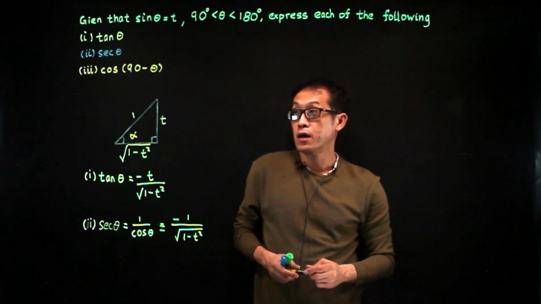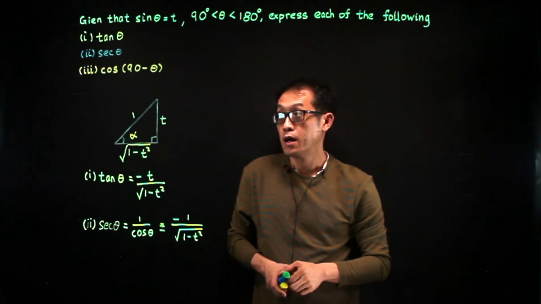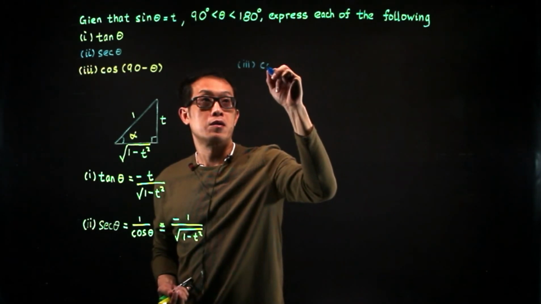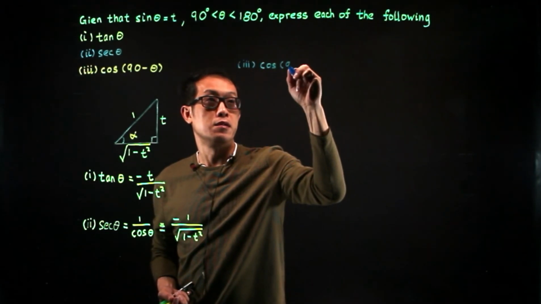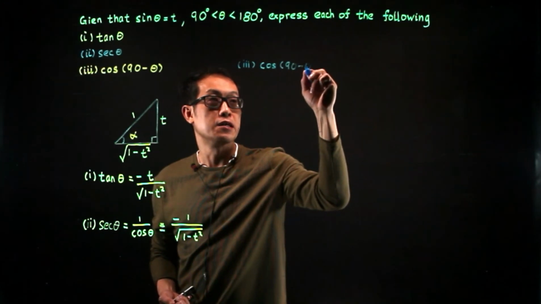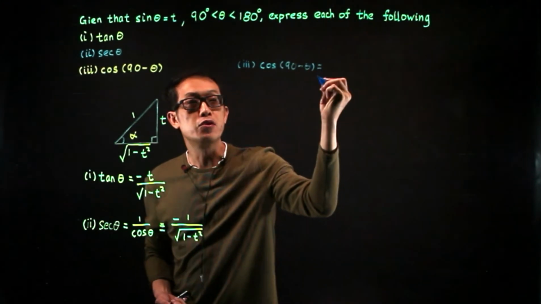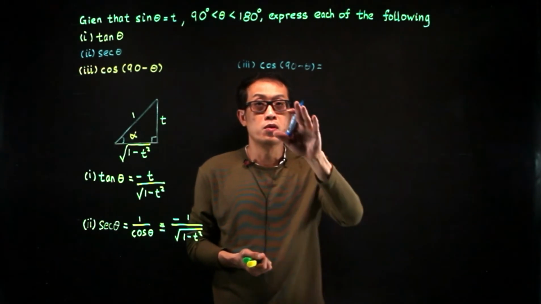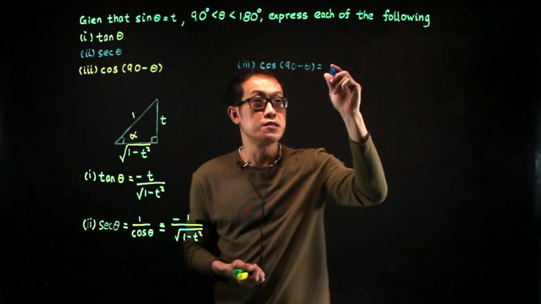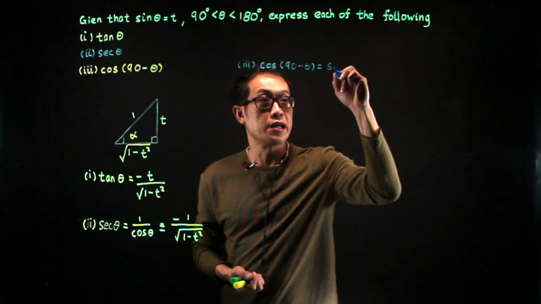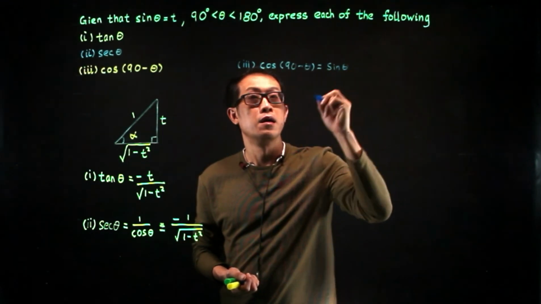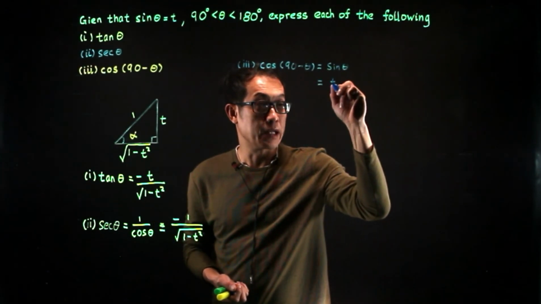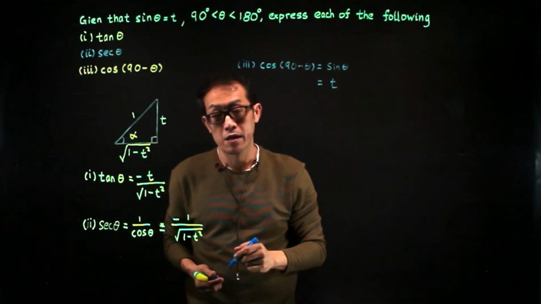Now, part 3, what is cos of 90 minus theta? Cos of 90 minus theta. Now, you know cos and sine are complementary. So the value of cos of 90 minus theta will be sine theta. Sine theta is t. So this answer is nothing but t. Okay?